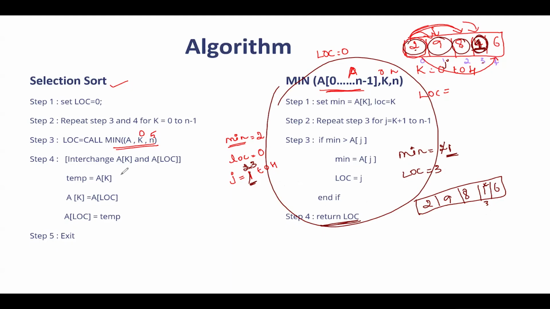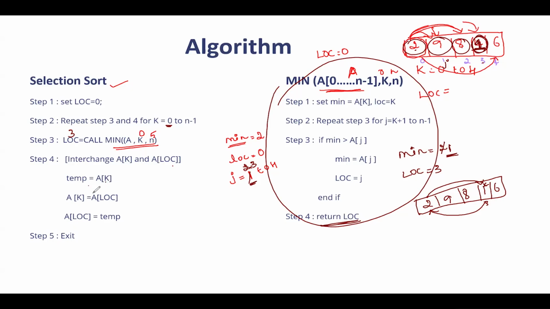So whenever I get the location of the minimum element, the next step is I need to exchange it with the very first element. So this location now has the value of the minimum element. So interchange a of k and a of location. What is the value of k initially? k is 0. So now I am going to interchange this.